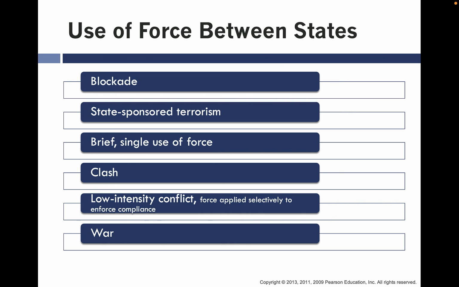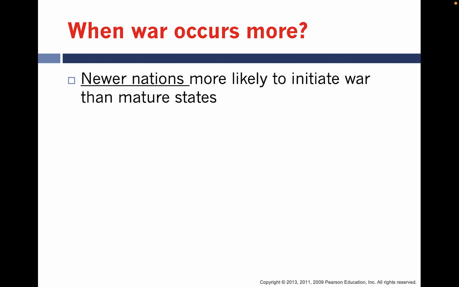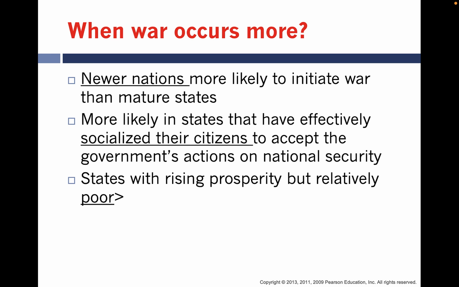So where we have force between states, we have blockades. Remember I talked earlier about Cuba and the blockade that happened right before, or during, the Cuban Missile Crisis. State-sponsored terrorism, maybe a brief single use of force or a clash, a low-intensity conflict, and war, which we all kind of know about, right? And when does war occur? Usually when newer nations are formed, they're most likely to initiate war. More likely in states that would effectively socialize a citizen to accept the government's action on national security, and starts with rising prosperity but relatively poor people.